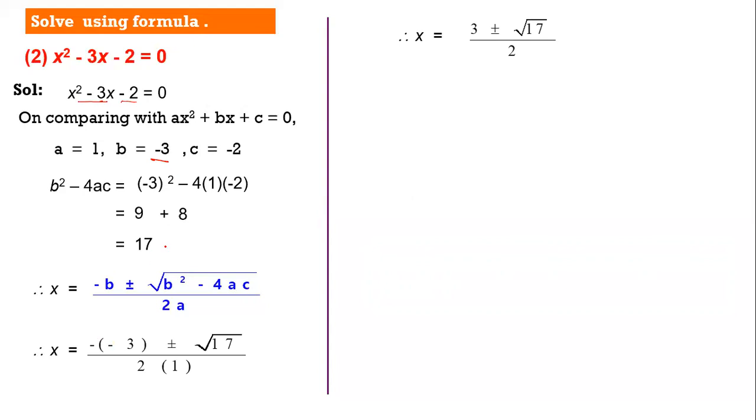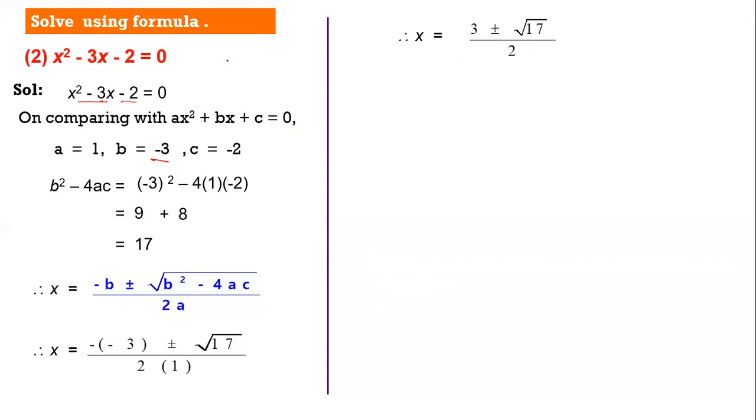One which can be simplified further, one which cannot be simplified further. Now 17 is a prime number which cannot be simplified further. Now what happens when we can simplify it further? I have taken up one more sum in this video, but let us go ahead. When it cannot be simplified further, that is the best part.